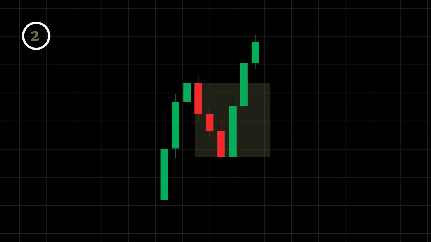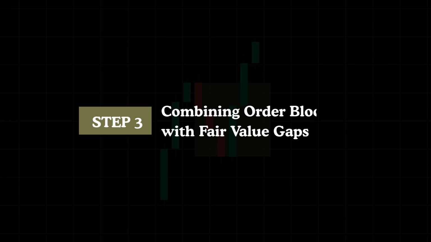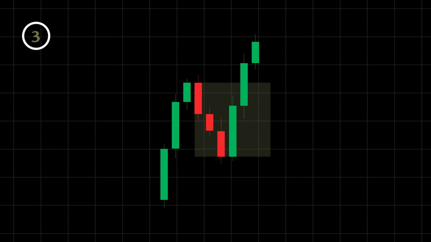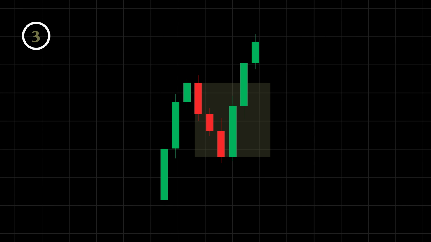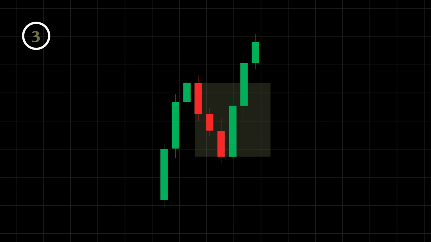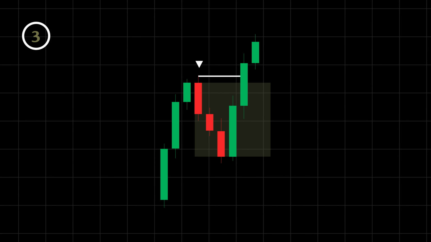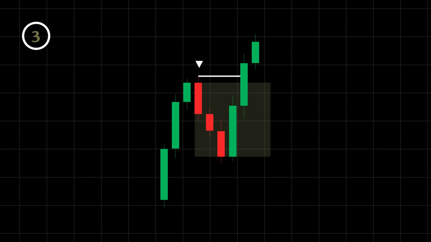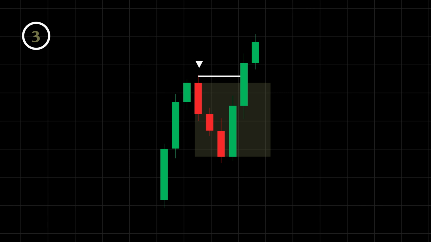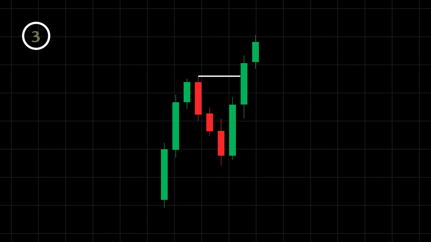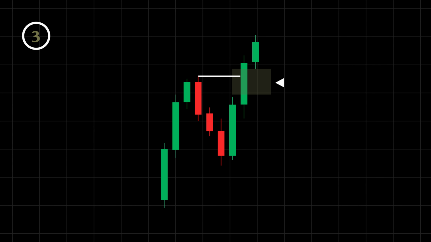Now, let's move on to the next step, which focuses on combining order blocks with fair value gaps for high probability setups. We already understand that for an order block to be considered valid, it must cause a break of structure, specifically, a clean break above the high of the bearish candles. But when we're trying to determine whether an order block is high probability, we need to look deeper, starting with the bullish impulse that breaks the structure.